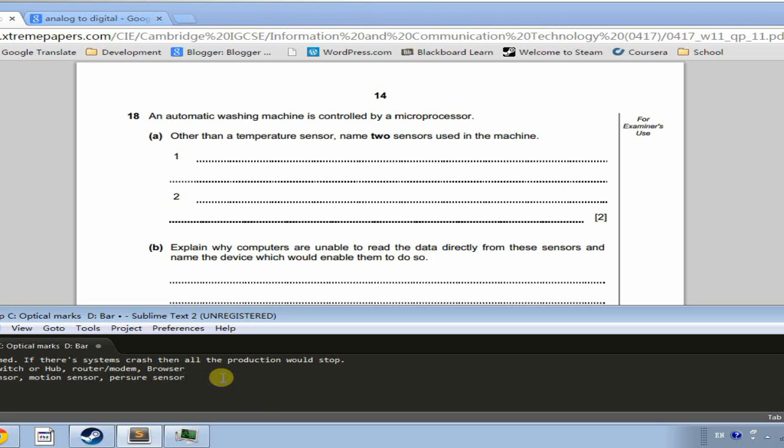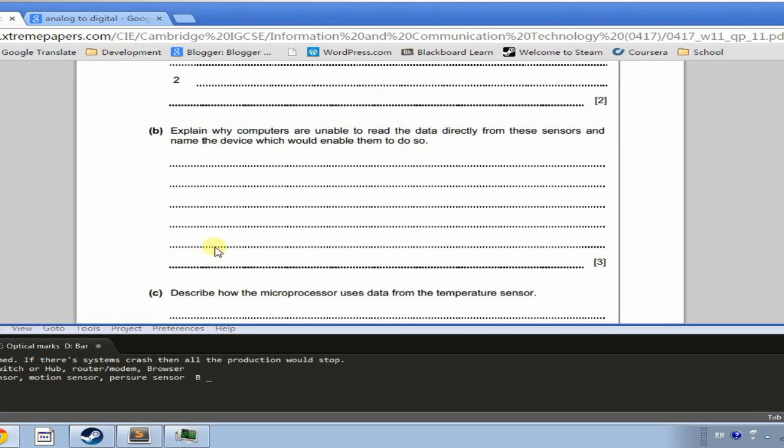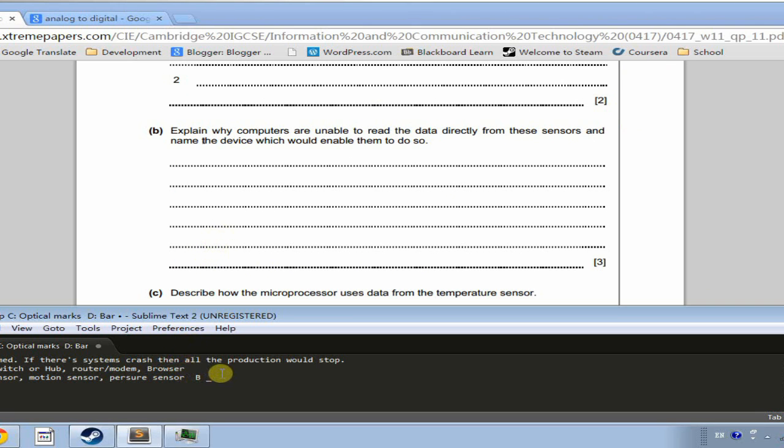Okay, part B is when we start getting into the heavier stuff a little bit. Explain why computers are unable to read the data directly from these sensors, and name the device which would enable them to do so. So we're going to have to just do a little bit of knowledge and learning here. Those of you who are also doing physics will maybe find this one a bit easier.